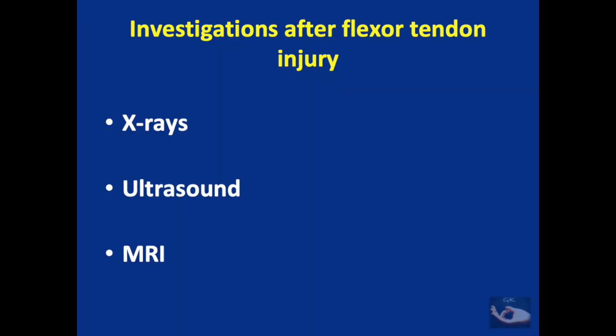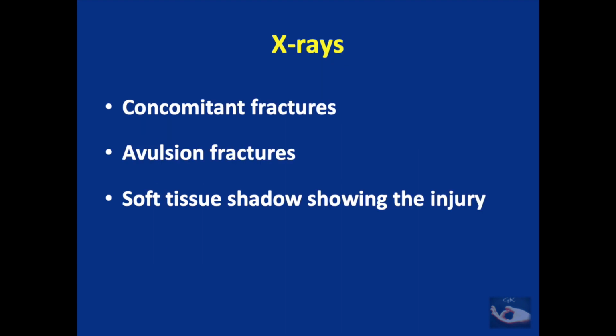on exploration. Now we shall see the basic investigations that can be done for a patient with a flexor tendon injury and how to interpret the results of these investigations. Plain radiographs will show concomitant fractures, avulsion fractures along with tendon injuries, and the soft tissue shadow showing the injury.